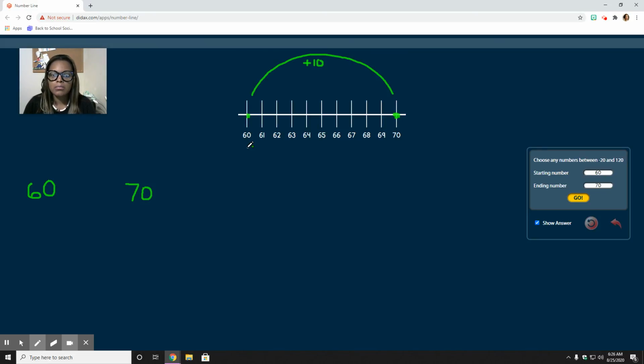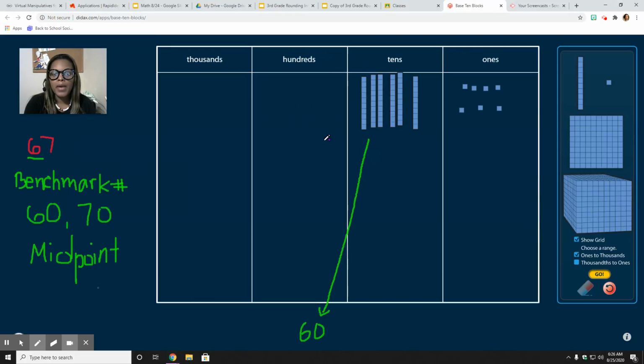In order to find the midpoint, we go smack dab in the middle of the number line, and the middle is 65. Your midpoint will be 65. It's right in the middle. How do we know? Because there'll be an equal amount of jumps on the left and an equal amount of jumps on the right. Let me check real quick. 1, 2, 3, 4, 5 on the left. 1, 2, 3, 4, 5 on the right. Are both sides equal? Yes. So my midpoint is 65. And I'm going to go back to my notes and write 65. Very good.